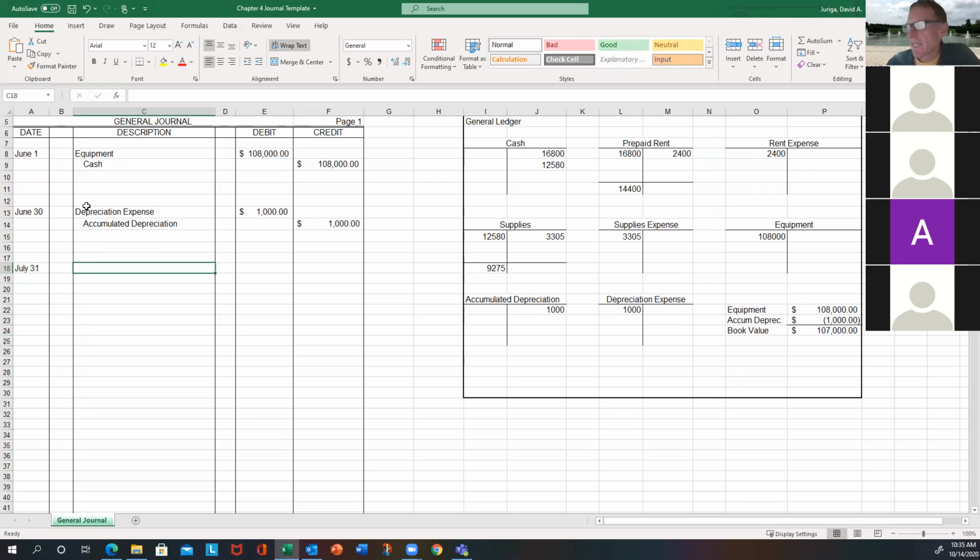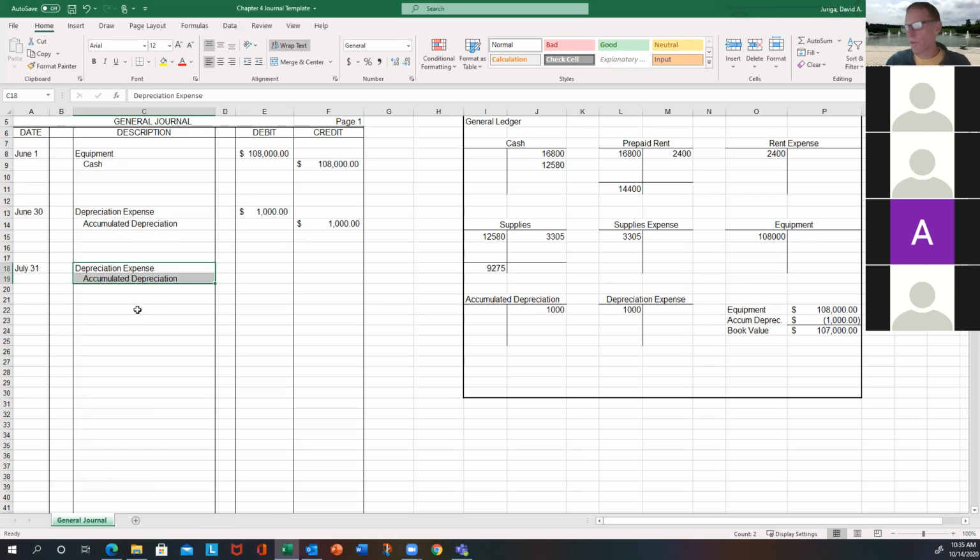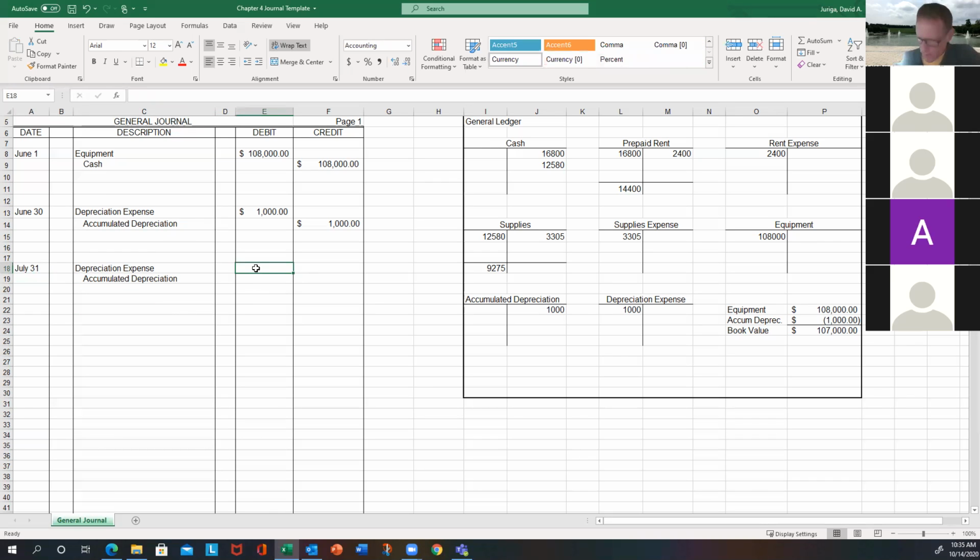It'd be the exact same thing. Let me copy this down. We'd still debit depreciation expense. We would credit accumulated depreciation for 1,000. Notice that would be the same.